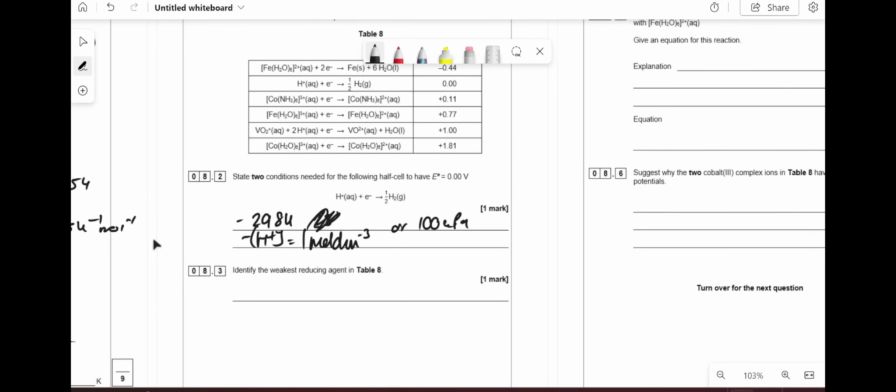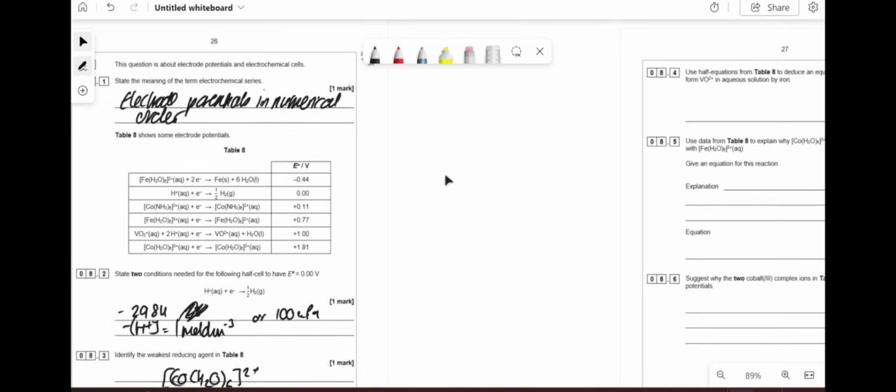Okay, so identify the weakest reducing agent in table A. A reducing agent reduces something else. If something else gets reduced, something else has to be oxidized. So a reducing agent reduces something else and itself becomes oxidized. The more negative you are, the better you are at becoming oxidized yourself. So the weakest reducing agent has to be really bad at getting oxidized itself. That means it has to be the most positive thing here, which in this case is going to be Co(H2O)6 2+.